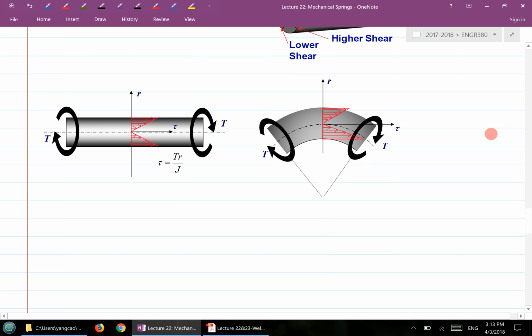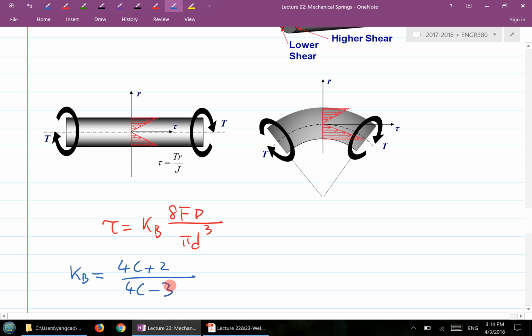So what we do is we use experimental results, very much like the results we just derived here, except with a different stress correction factor instead of Ks. So now we use the so-called Kb. Kb is named after a person, the Bergsträsser factor. So Kb is equal to (4C + 2) over (4C - 3). So that's a slight difference here.